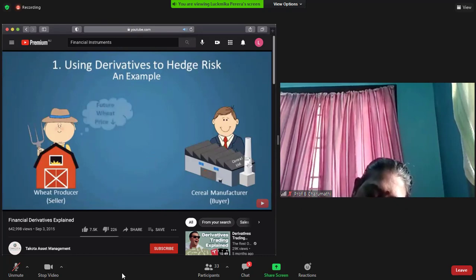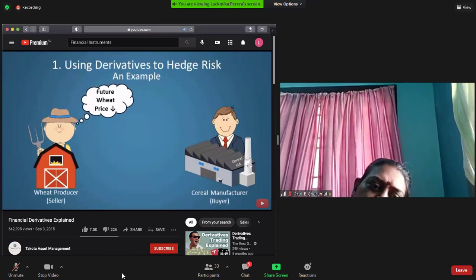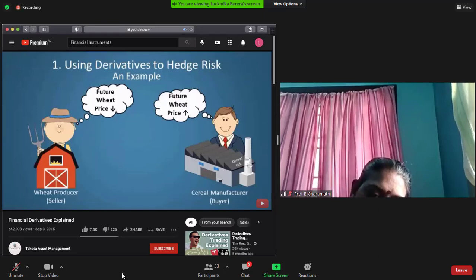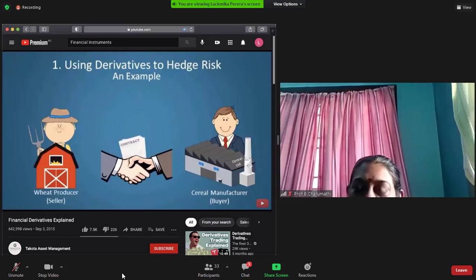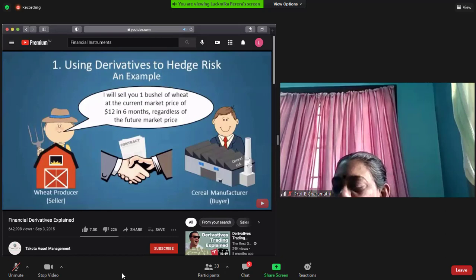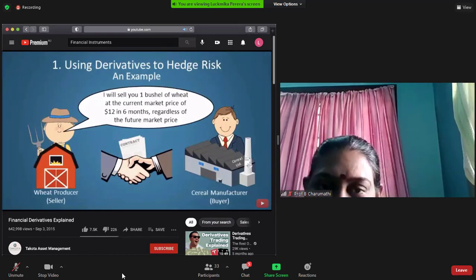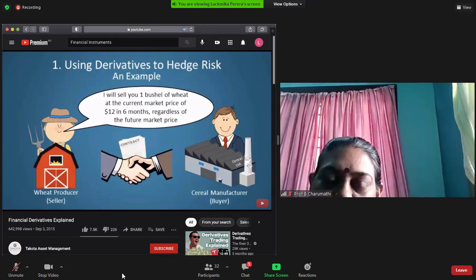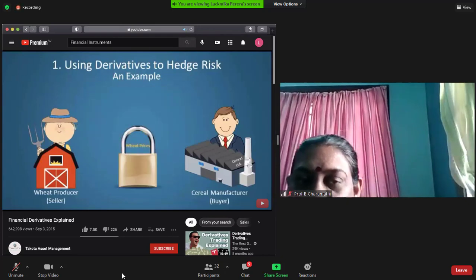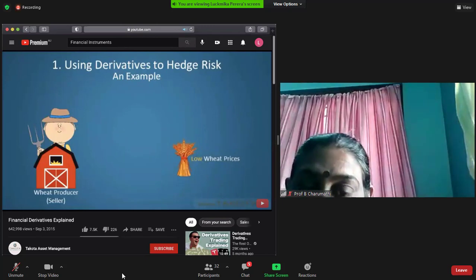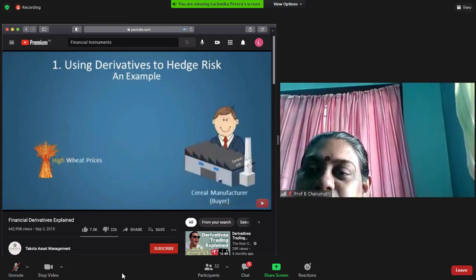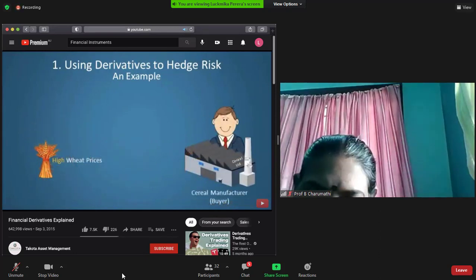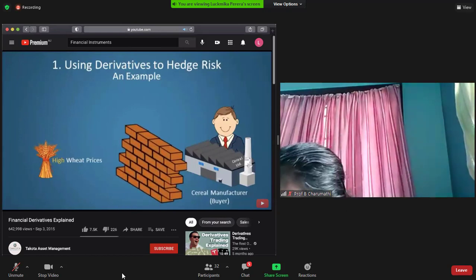Now, if a wheat producer expects that the price of wheat is about to fall, and a cereal manufacturer is of the opinion that the price of wheat is about to rise, the two parties can enter into a contract fixing the future price at which the wheat will be sold. For example, a wheat producer might agree to sell wheat to a manufacturer in 6 months at the current market price of $12, regardless of what the market price for wheat is in 6 months. By locking in the price of wheat, the producer is seeking to protect themselves against an expected decrease in the price of wheat. On the other hand, the manufacturer is seeking to protect themselves from an expected increase in the price of wheat.